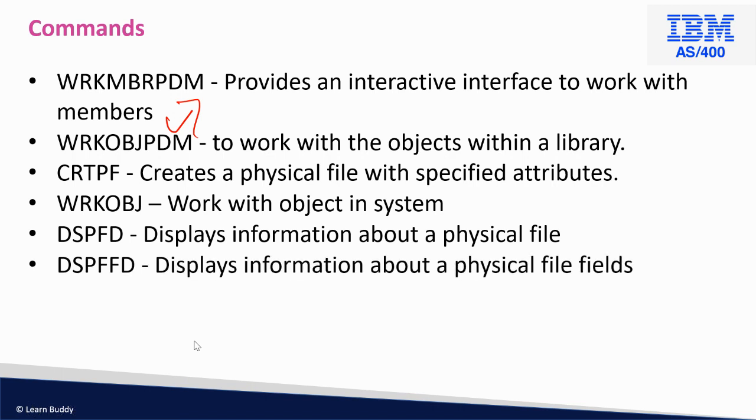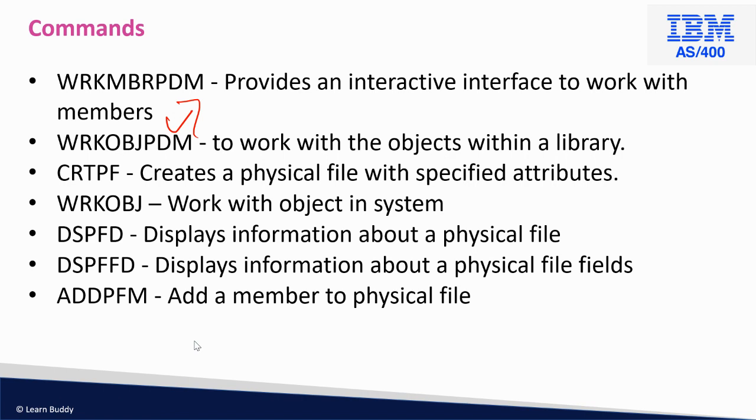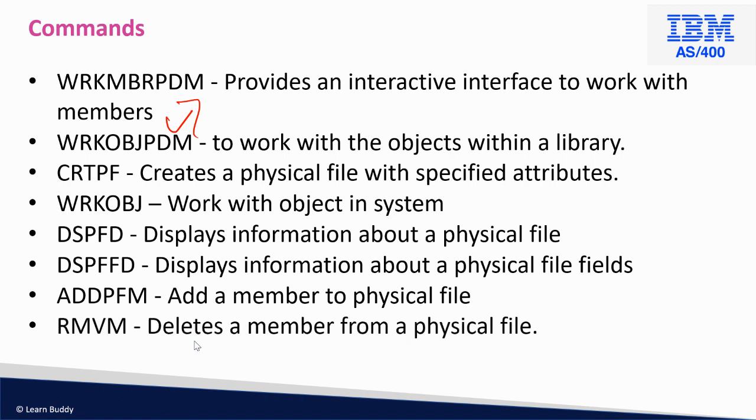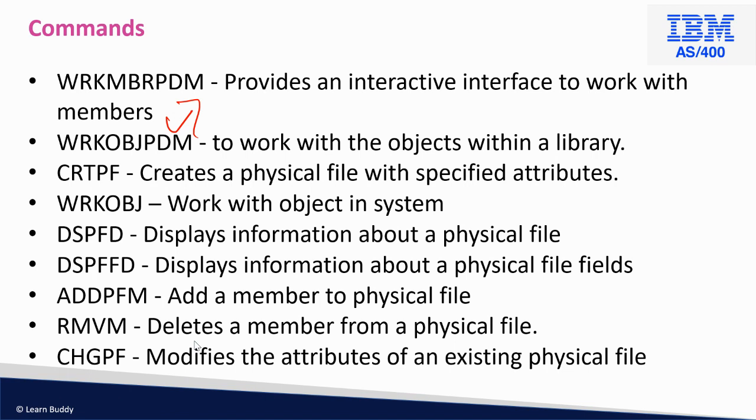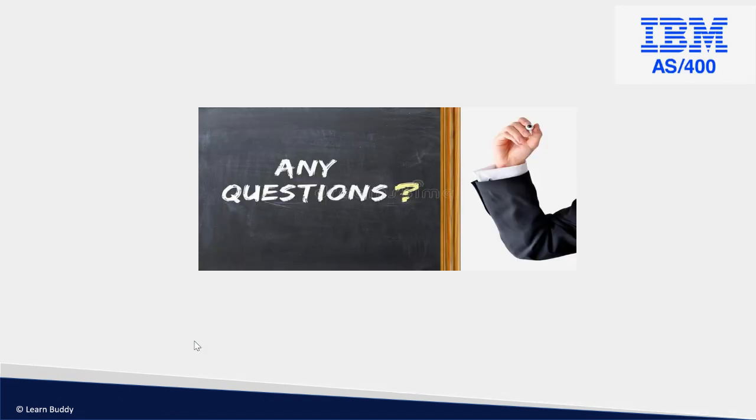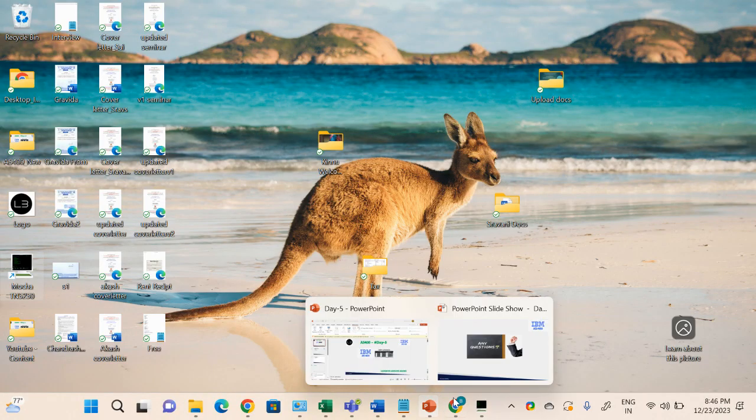So basically, that is work with object. DSPFD will display the file description, the file information: for a physical file, when it was created, all the biodata of the file. DSPFFD gives the file field information. ADDPFM basically adds a physical file member, if it is multi-member related. RMVM removes the members. CHGPF is used if you change any attribute of an existing physical file and, without losing data, want to compile that file again.